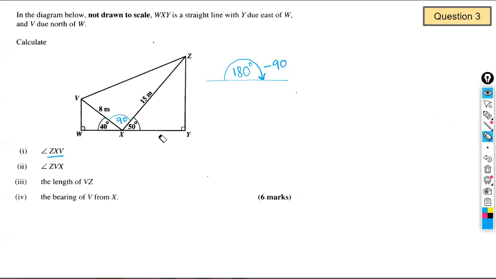Which means what kind of triangle is this? This is a right angle triangle. I'm just going to put the symbol here. So it's 90 degrees. Simple stuff, right? I bet that part was only worth 1 mark. Next, ZVX.